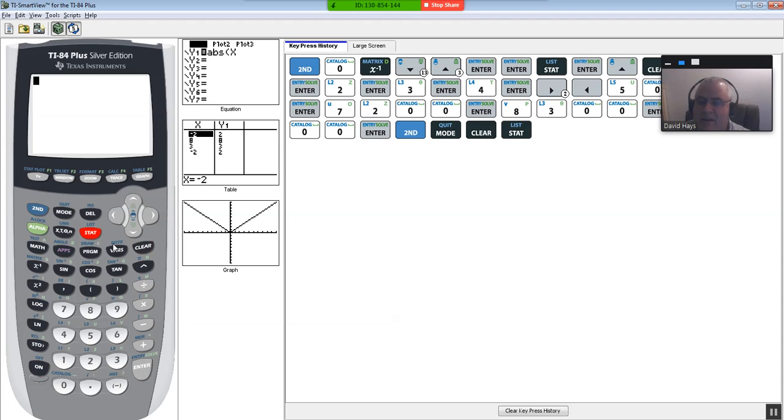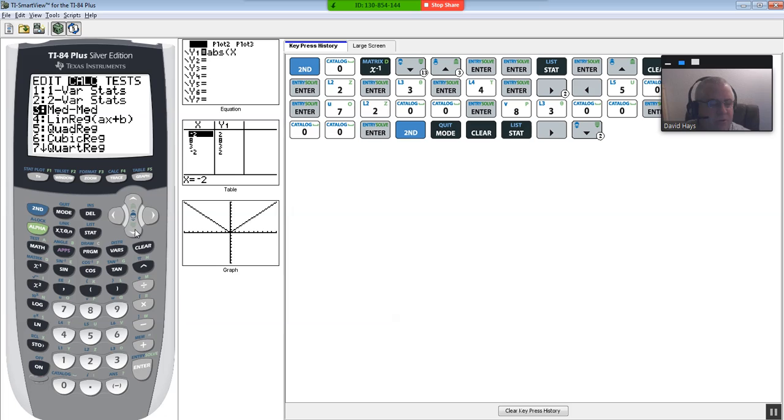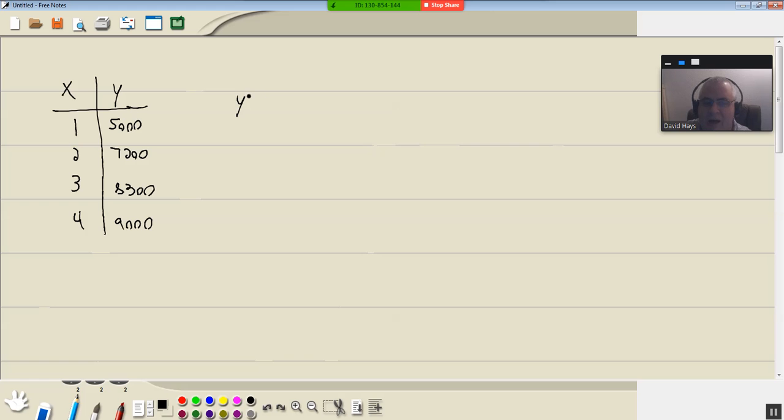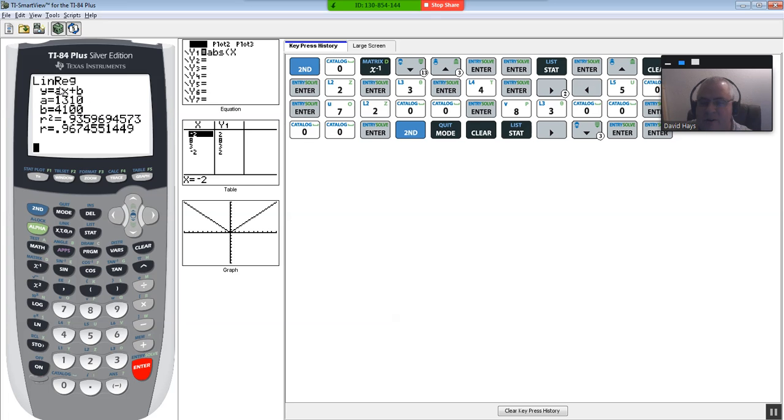And then we go into stat. We go to calc. And we want to choose our fourth one, linear regression. And then I'll press enter. And this will give us our model. Now you see it's given us an A and B. So up at the top, you got y is equal to ax plus b. That's this very right below linear regressions, right here.